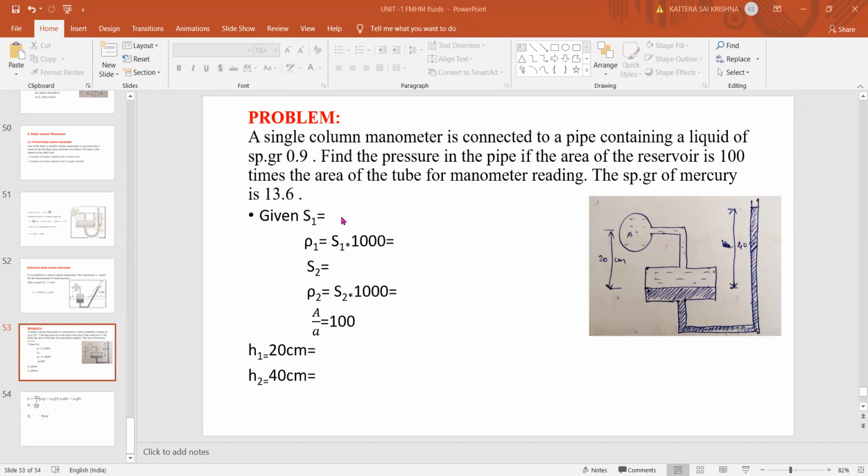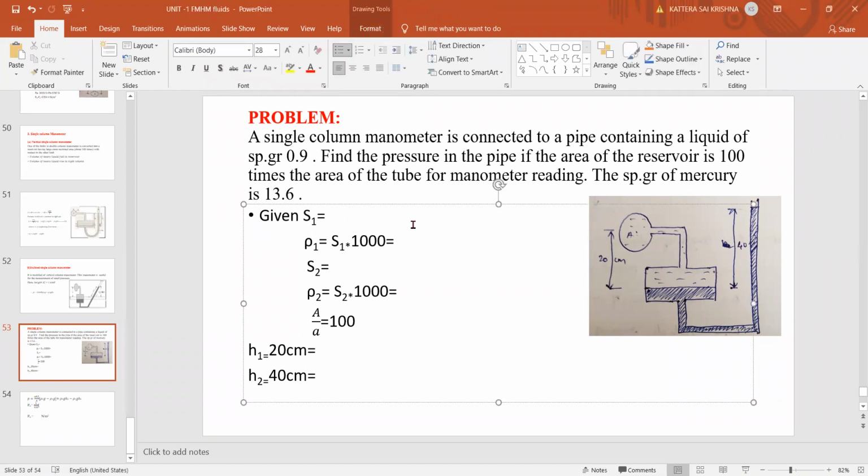Now write down the given data. S1 is the specific gravity of the fluid flowing in the pipe, given as 0.9. Next, the density of that fluid is 0.9 into 1000, that is 900 kg per meter cube. Here S2 is mercury. 13.6 is the specific gravity of mercury, 13.6 into 1000, 13600 kg per meter cube.